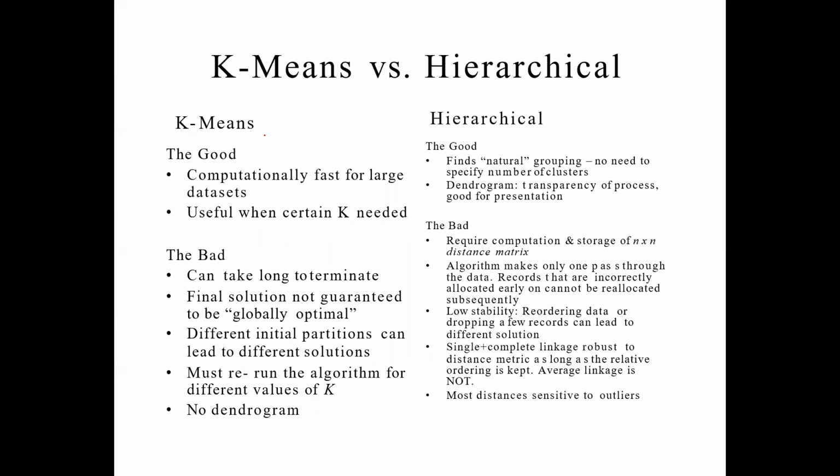Here you can just note down the difference between K-means and hierarchical. K-means is computationally fast for large data sets and useful when a certain K is needed. Hierarchical finds a natural grouping, with no need to specify the number of clusters, and the dendrogram gives transparency of the process, good for presentation. I hope you are clear with this. Thank you.